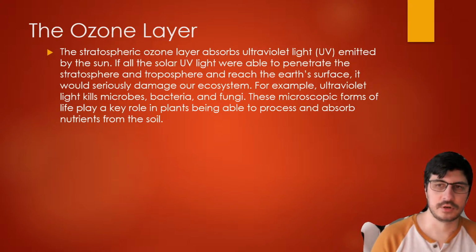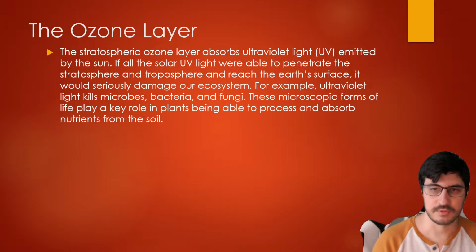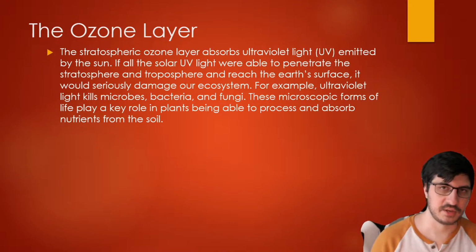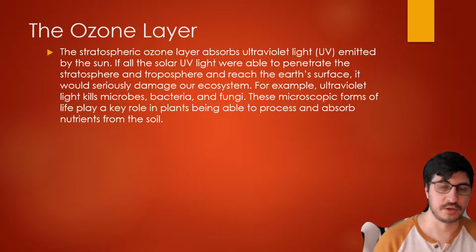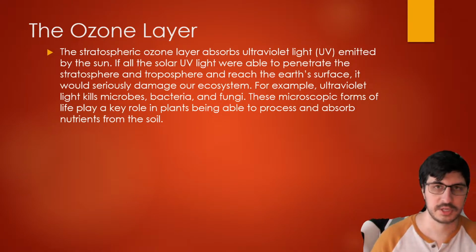So the stratospheric ozone layer absorbs UV emitted by the sun. If all of the solar UV light were able to penetrate the stratosphere and troposphere and reach the Earth's surface, it would seriously damage our ecosystem. For example, ultraviolet light kills microbes, bacteria, and fungi. These microscopic forms of life play a key role in plants being able to process and absorb nutrients from the soil. Then we can have that cascade effect that I was talking about last week, where if plants start dying off, then the animals that eat those plants would start dying off or migrate somewhere else, which would in turn affect their predators and so on.